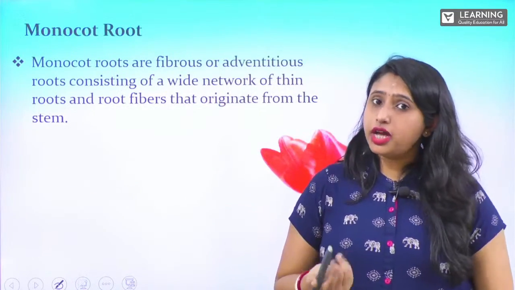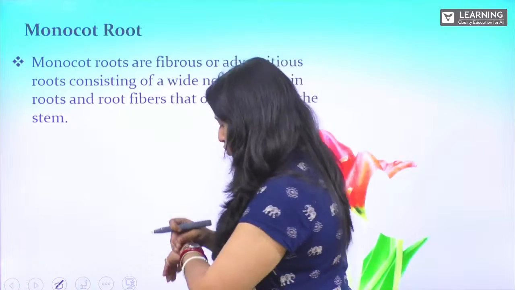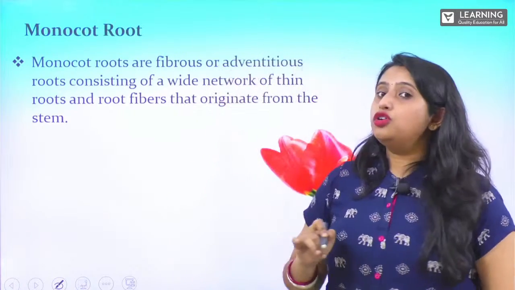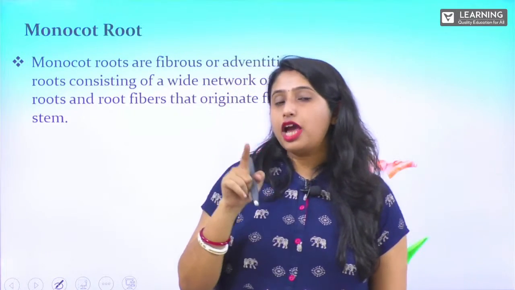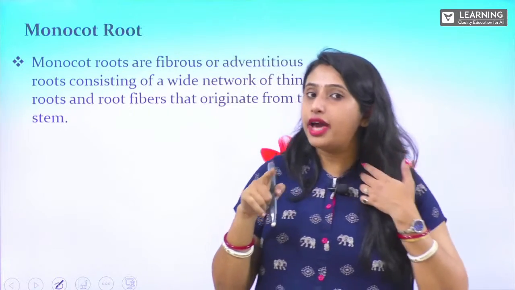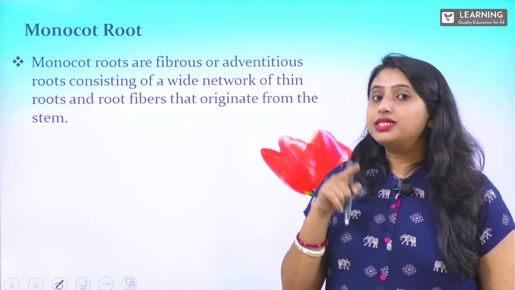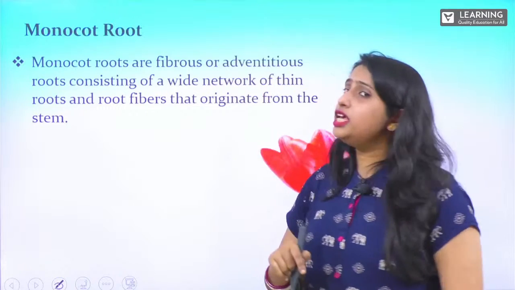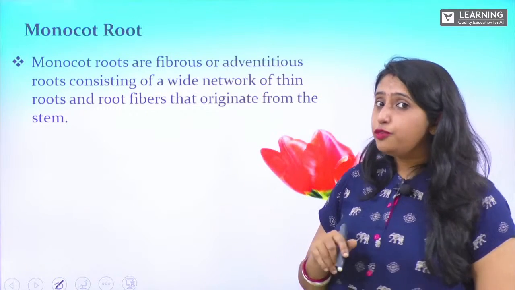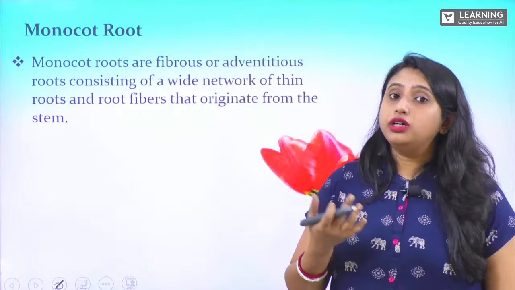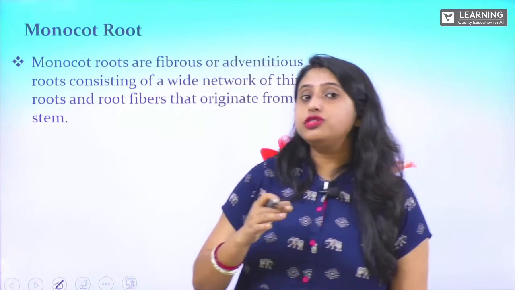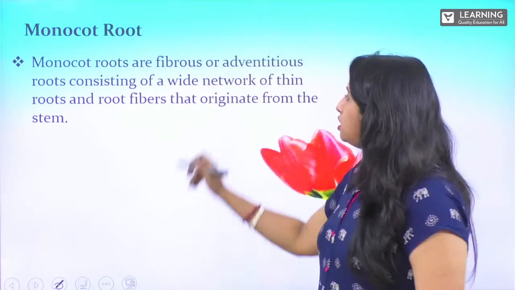This is all about your dicot root. Next, let us move into your monocot roots. Now, what are these monocot roots? Tap roots you will find in case of your dicotyledonous plants, right? That is dicot roots. In case of monocot roots, what type of root will we find? That is your fibrous roots and the adventitious roots.